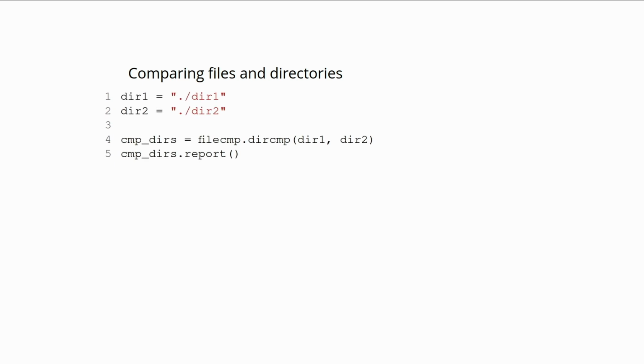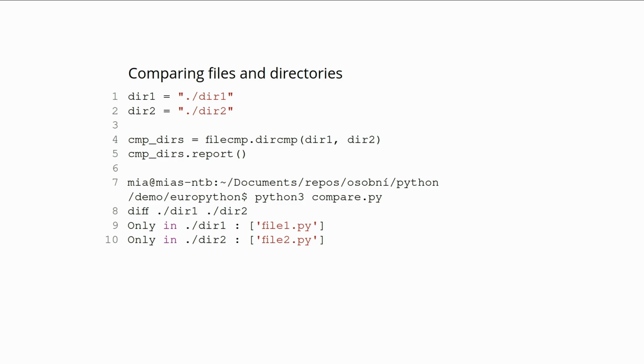And that was files. And now you might be wondering, how about directories? For directories, there's another method. It's dircmp, which compares two directories. And when we call the report method, we can see the difference. In this case, we can see that file1.py is only in directory 1, while file2.py is in directory 2.